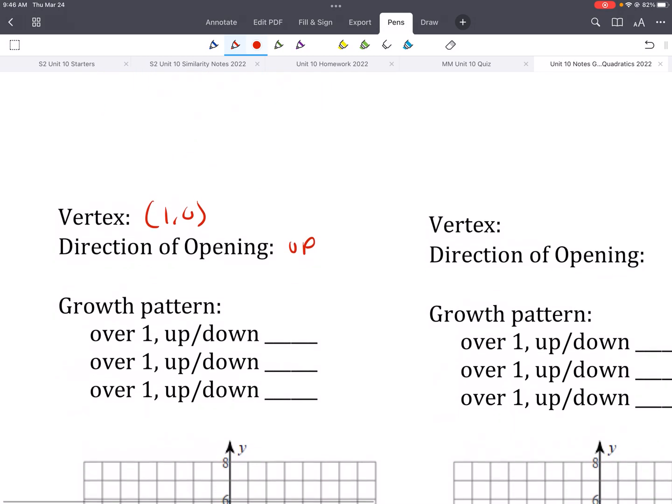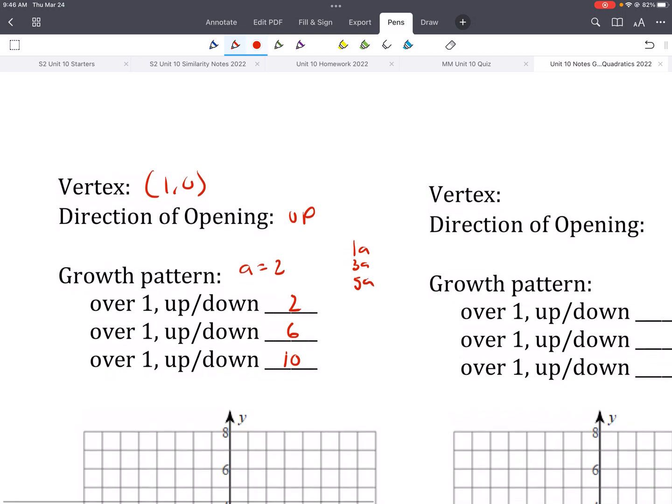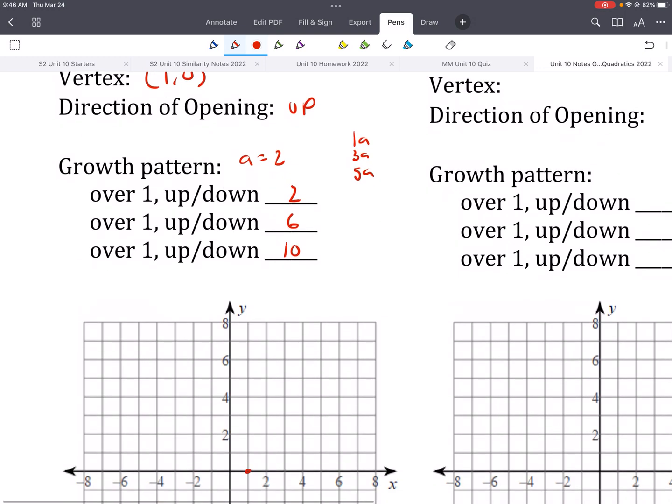It's a positive 2. Growth pattern here, since A is 2, and we do 1A, 3A, 5A, so 1 times 2 is 2, 3 times 2 is 6, and 5 times 2 is 10. So that's our growth pattern. So we'll plot that. That's 1, 0. And then we're going to go up. So over 1, up 2, over 1, up 6, on both sides. And we'll connect the dots.